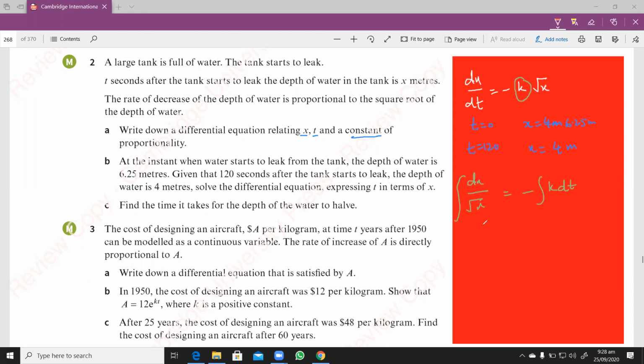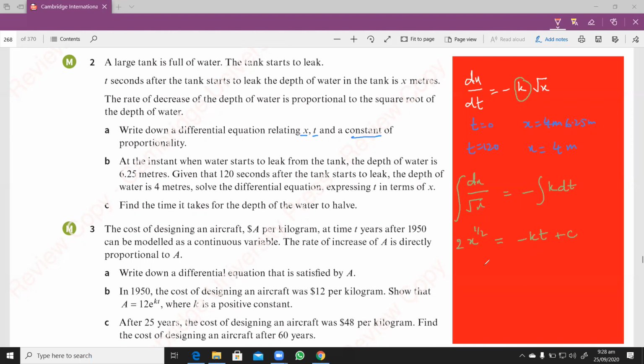Now you must be very good at integration. So this can be written as x raised to power minus half. So this is going to be x raised to power half over half, which is 2 x raised to power half, and that is equal to minus kt plus c. So now we shall be using this given pair of information to determine both k and c.